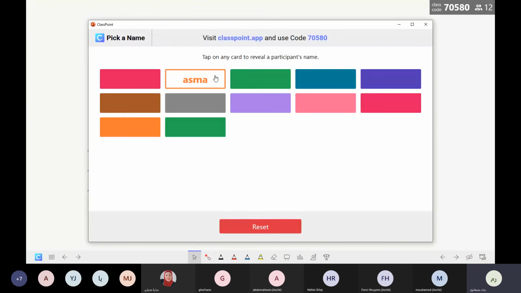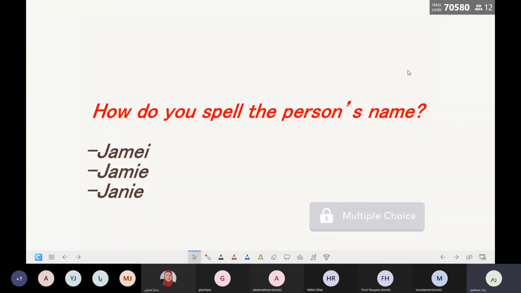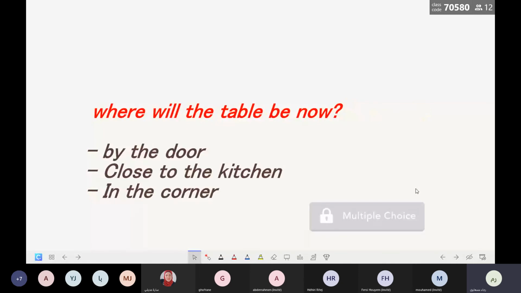Let me check someone else. Asma. What do you think, Asma? Is it 1, 2, or 3? Number 2. Excellent. It is number 2. Well done. Very good. Yes, Jamie. Good.